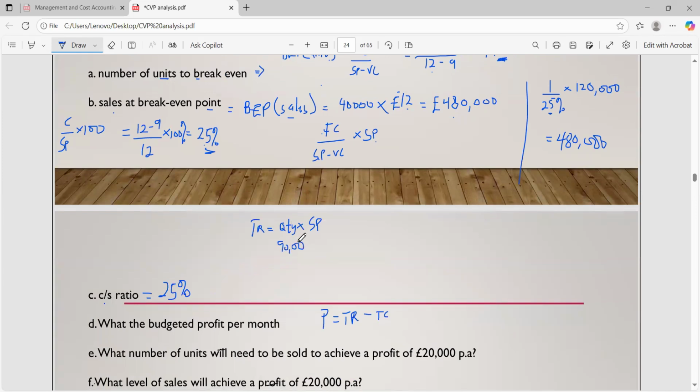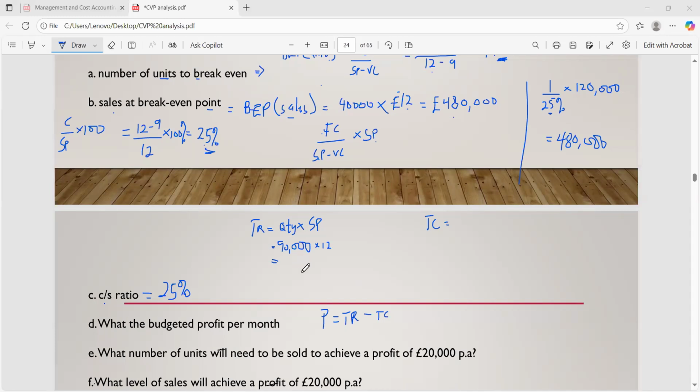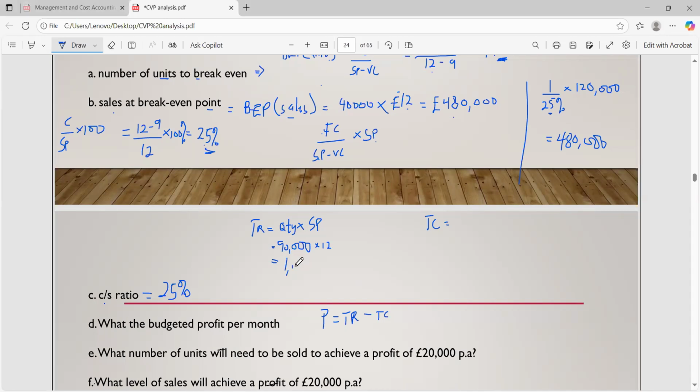90,000. Please, what do we have? 90,000 times 12. What do you have? Then you now determine total cost. What do you have? $1,080,000.